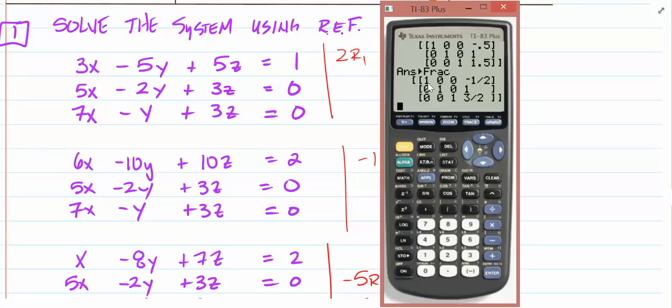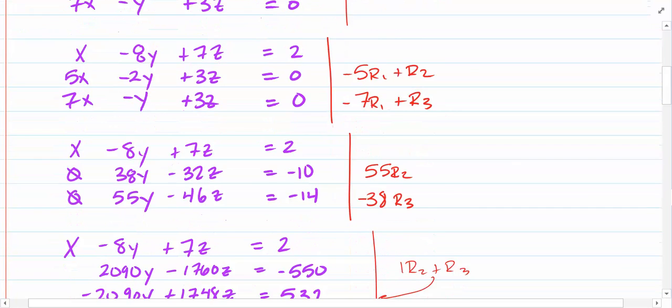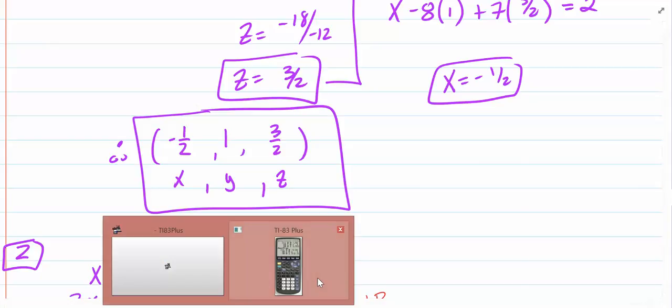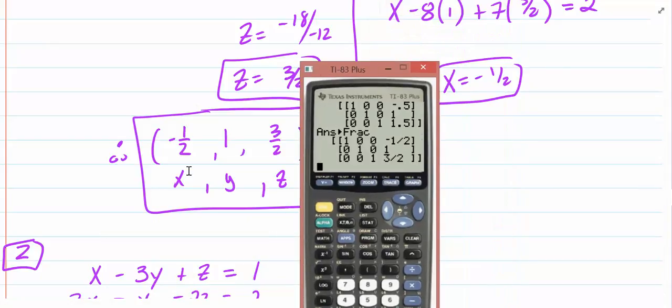And then here's what we have. Check this out. This says that 1x is equal to negative 1/2. This says that if I read it across, 1y is equal to 1, and 1z is equal to 3/2. And if you'll notice, that's exactly what we came up with as our answer down here. There it is right there. So check it out. 1x is negative 1/2, 1y is a 1, and 1z is 3/2.